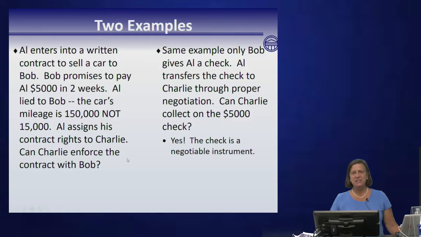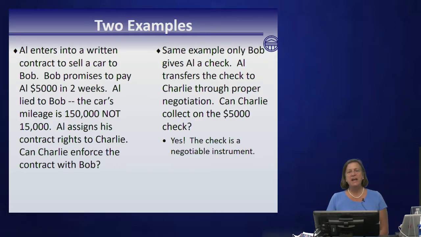Here it is. There are 2 examples. On the left column first, Al enters into a written contract to sell a car to Bob. Bob promises to pay Al $500 in 2 weeks, and this is a contract. So Al lied to Bob. The car's mileage is 150,000, not 15,000. So in other words, Al has created a situation where he has committed fraud.